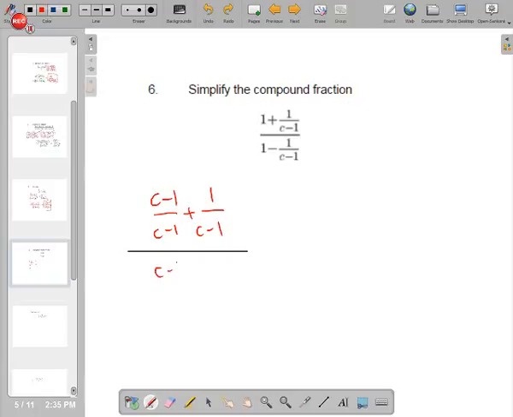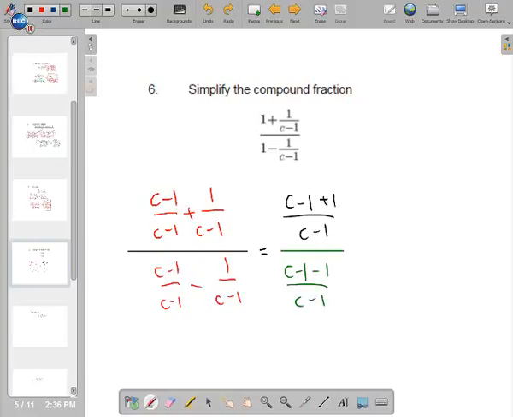Let's try that again. c minus 1 over c minus 1 minus 1 over c minus 1. So I'll simplify this a little bit and say, okay, what's this equal? This is c minus 1 plus 1 over c minus 1. And then in the denominator, I have c minus 1 minus 1 over c minus 1. This is all going to be in the numerator.